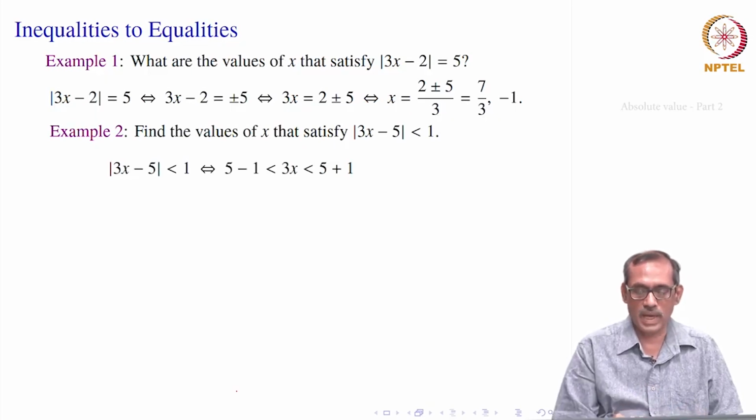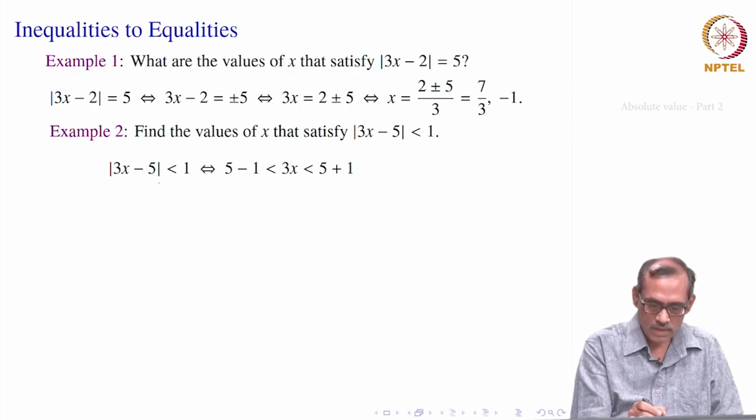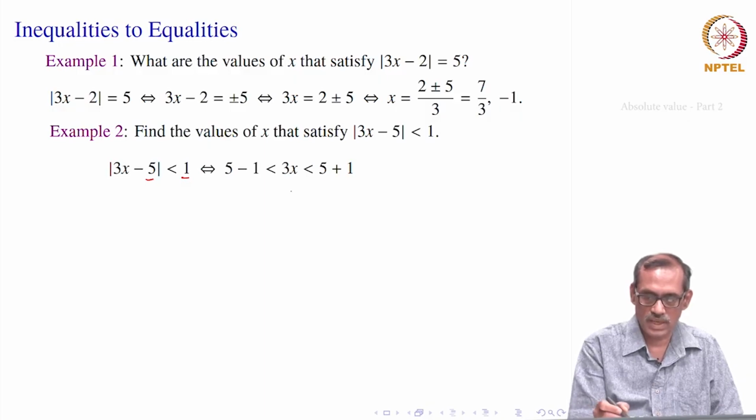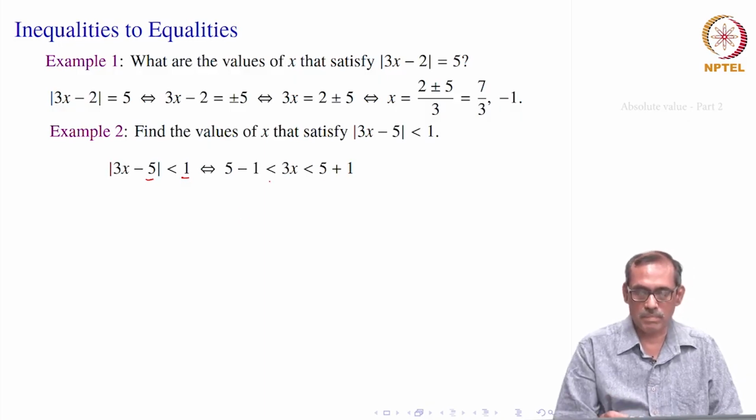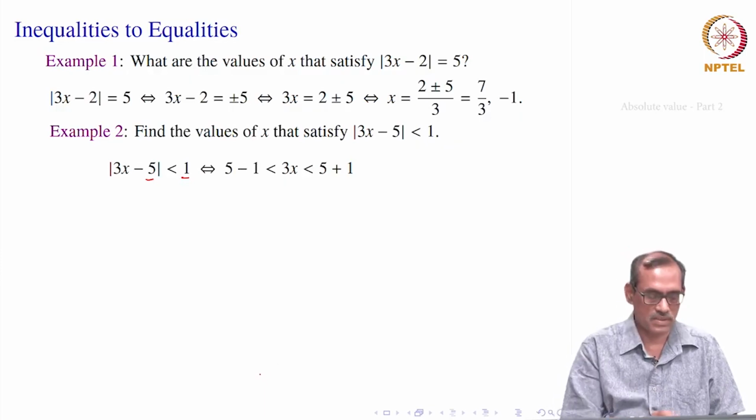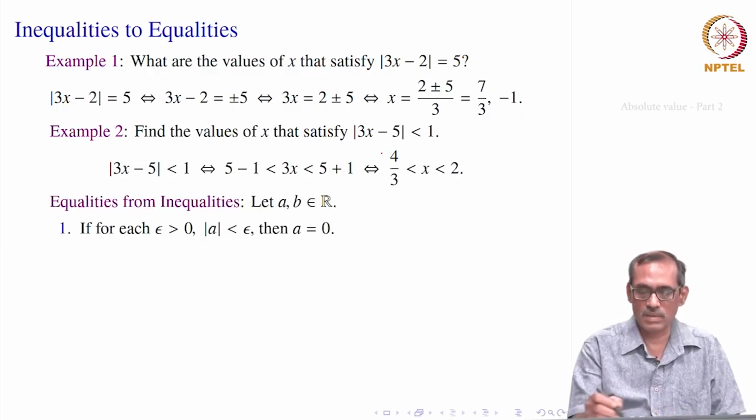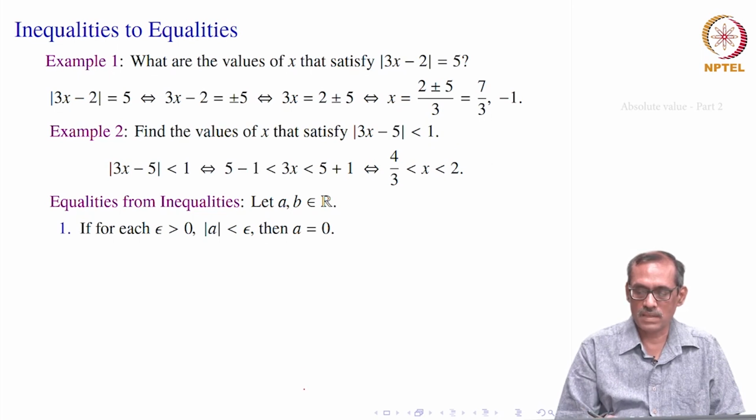Now |3x - 5| is less than 1 if and only if, this is your a and this is your delta, a - delta < x < a + delta. Now our x is 3x. So you get 5 - 1 < 3x < 5 + 1. These are all the possibilities, and that you simplify to get 4/3 < x < 2.